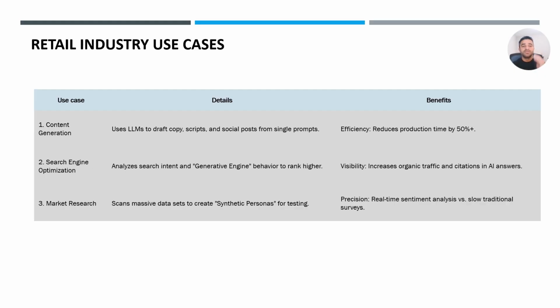Finally, let us look at market research. In the past, if you wanted to know whether customers liked your product or not, you had to send out surveys and wait weeks for a response. That might not even be honest. Now, we can use AI to analyze thousands of online reviews or social media comments instantly to see what people are actually frustrated with. You can even ask AI to act like your target customer and give feedback on an idea before you spend a single dollar on it. It is like having a focus group in your pocket that is available 24 by 7.